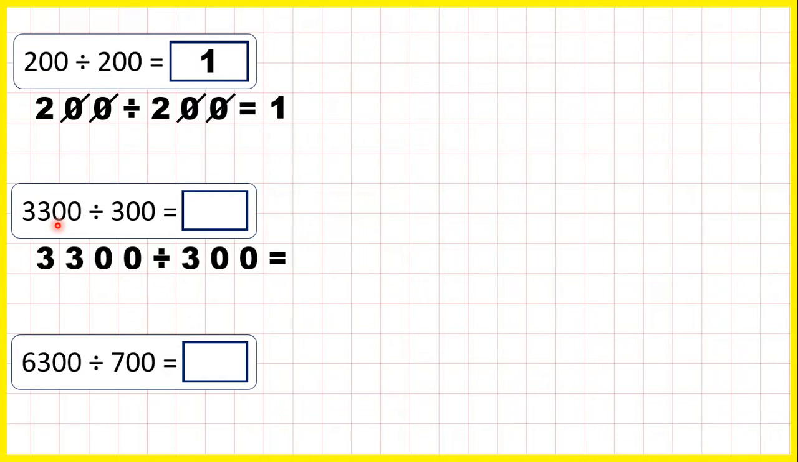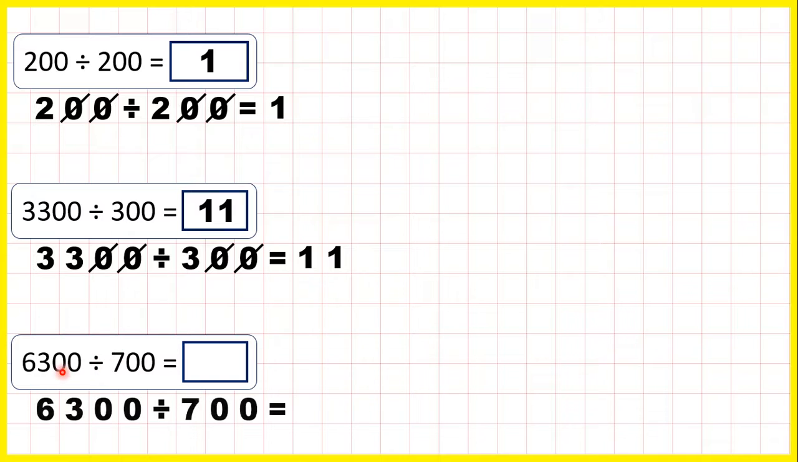Now for 3,300 divided by 300, again we can cancel our end zeros, and then we have 33 divided by 3, which is 11. So our answer is 11. And for 6,300 divided by 700, we can cancel our end zeros. 63 divided by 7 is 9, so our answer is 9.